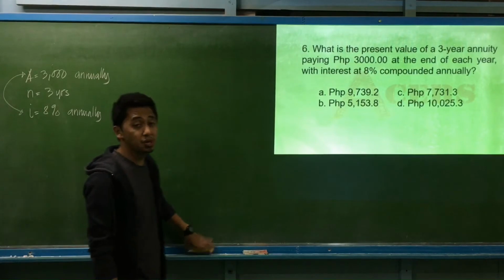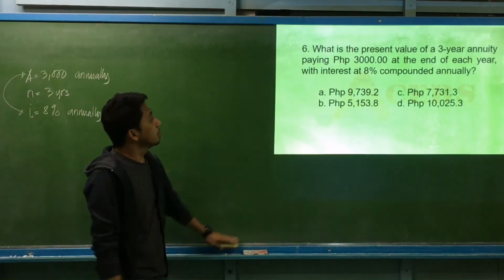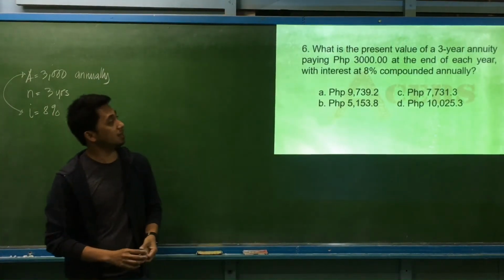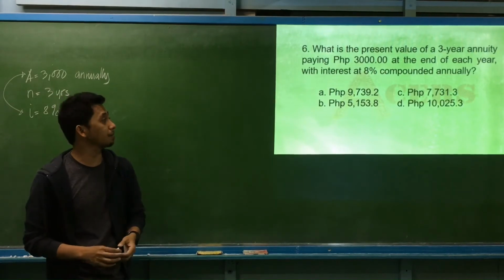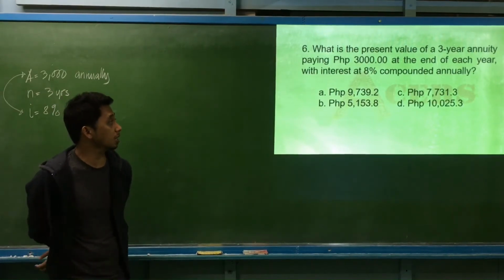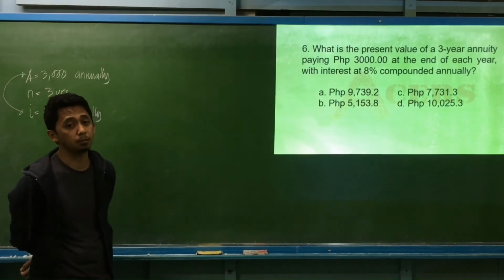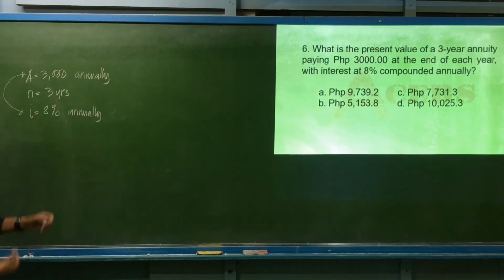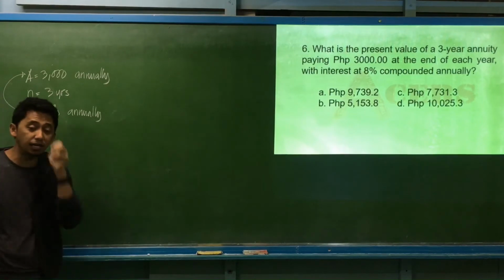So let's have our first example for annuity. What is the present value of a 3-year annuity paying 3,000 pesos at the end of each year with interest of 8% compounded annually? So these are the givens. We are looking for the present value. Kindly observe this one.